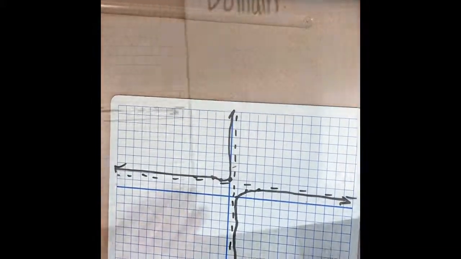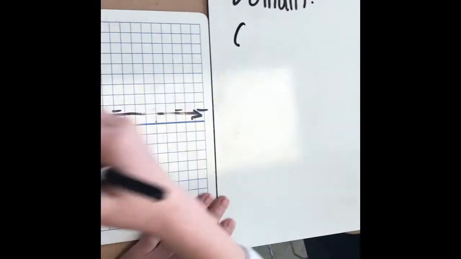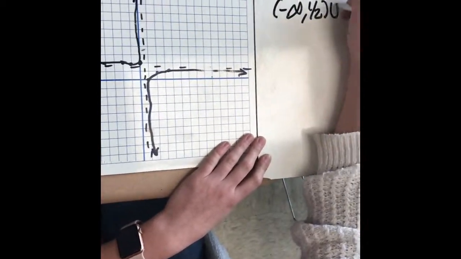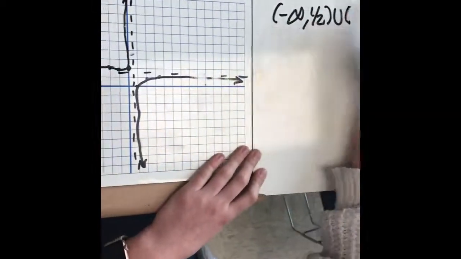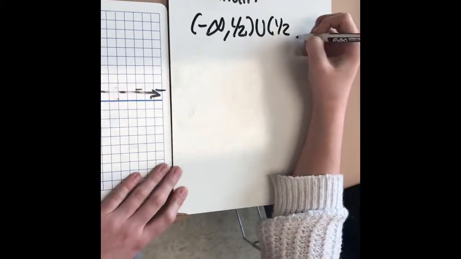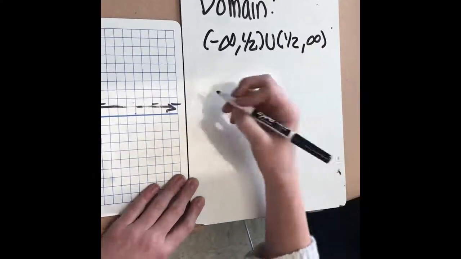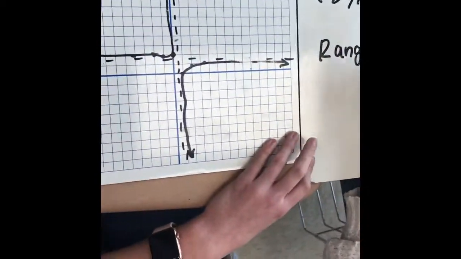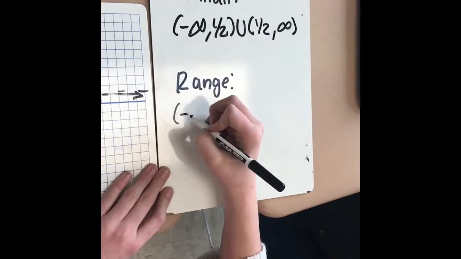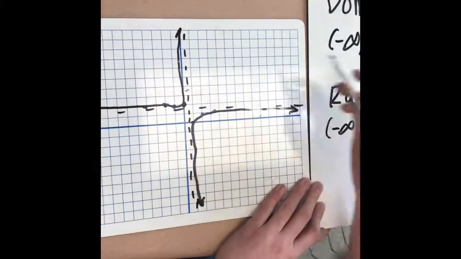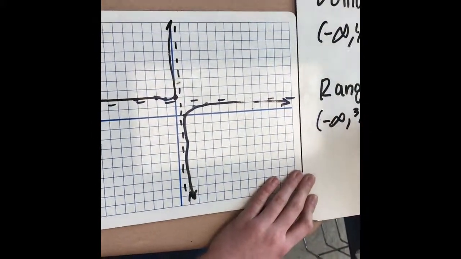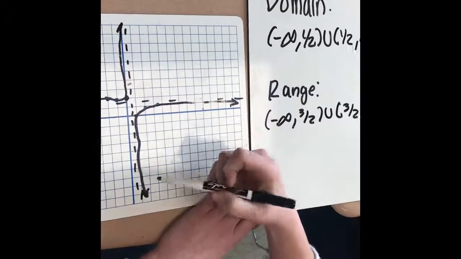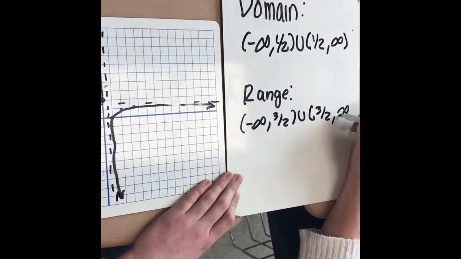All right. We're going to look back at our graph. So it looks like the domain is going from negative infinity to 1/2, and then 1/2 to infinity, because it can't ever touch the asymptote. There. All right. Now for the range, it's going to be from negative infinity to 3/2, and then 3/2 to infinity.